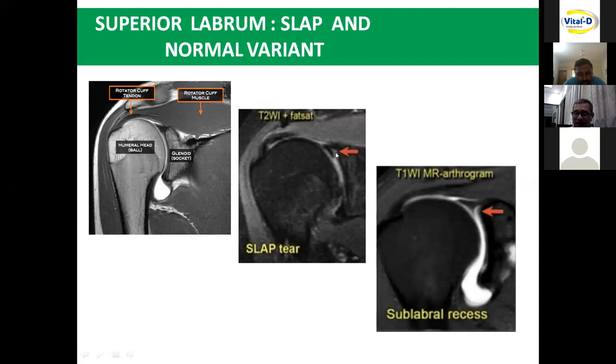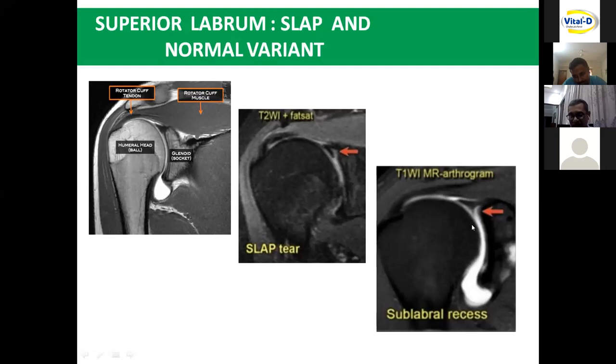That is a superior labral tear. A hair of inferior labrum is okay. In this variety, you can see there is also high signal intensity in the superior labrum. So it may be some abnormality, but we can see it. It is an anatomic variation, that is the sublabral recess.